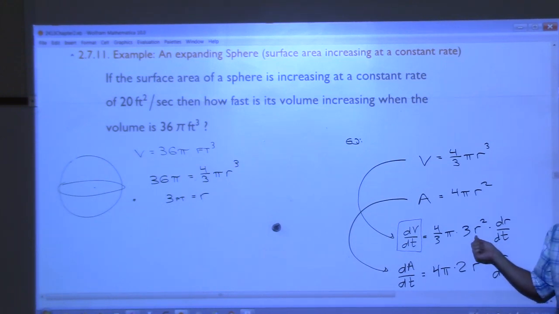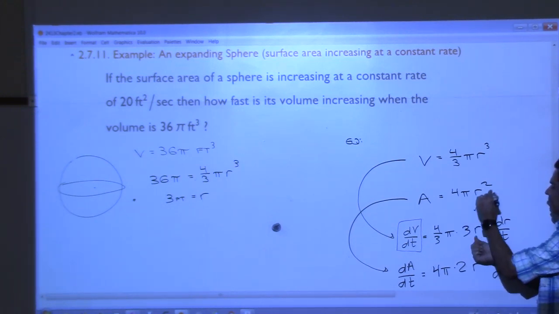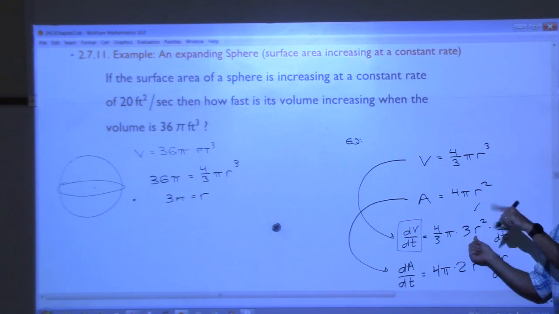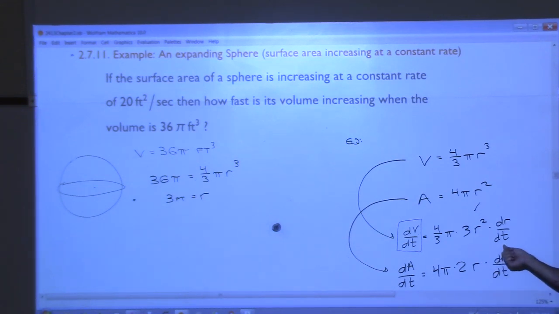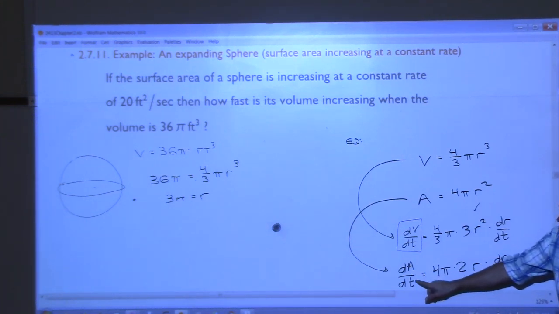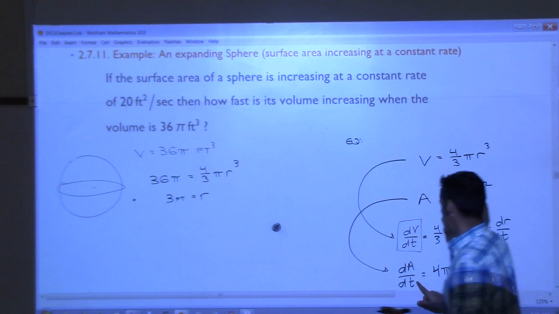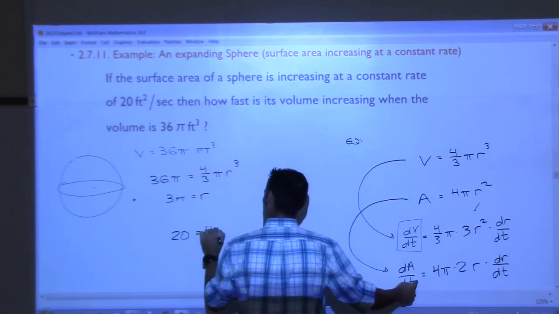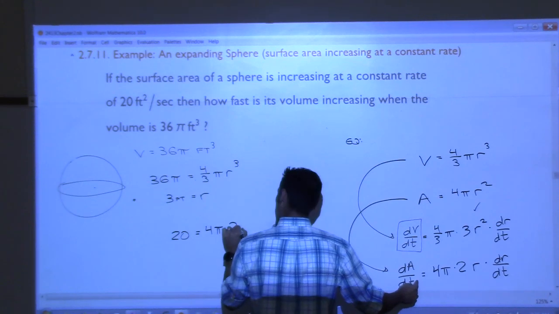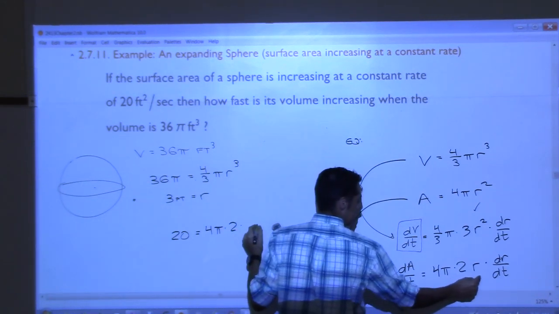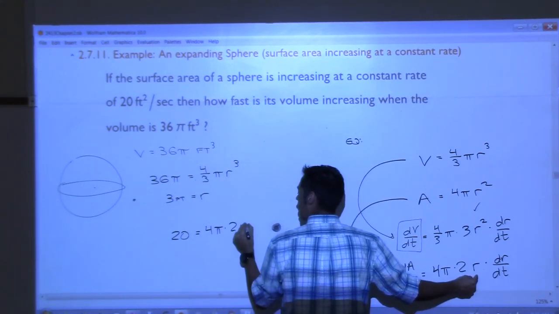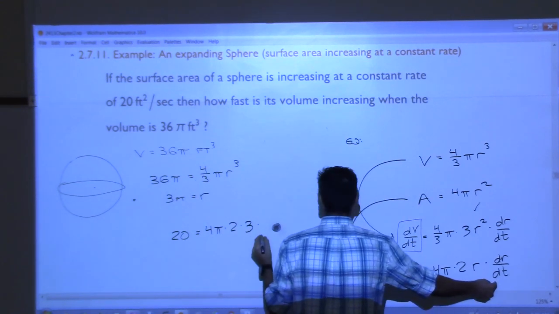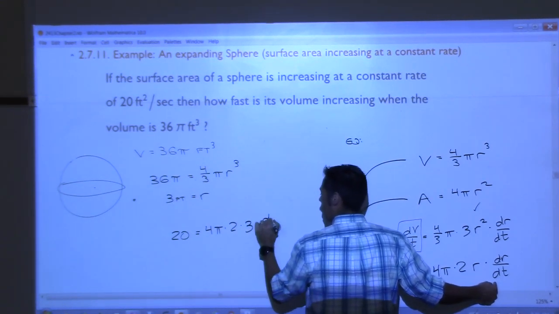Now, do I know the radius? Yes, we did that already. That was 3. You could calculate that. I don't know dr/dt. However, look at this equation. Do I know dA/dt? Yes. What is it? 20 equals 4 pi times 2 times, now do I know r? Yes, 3 times dr/dt, which I don't know, do I?